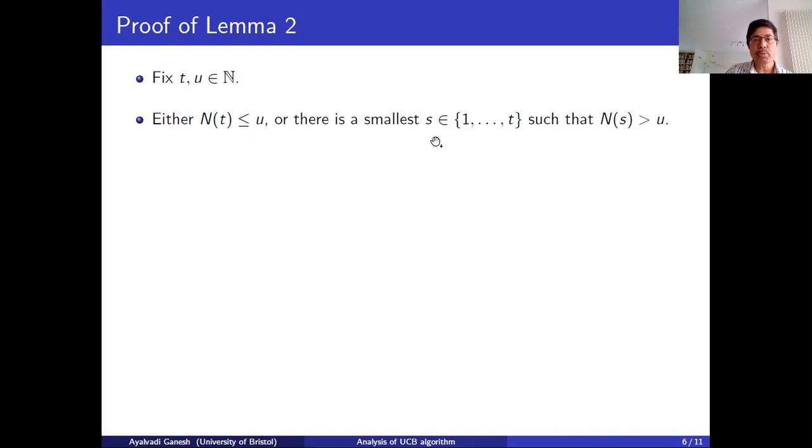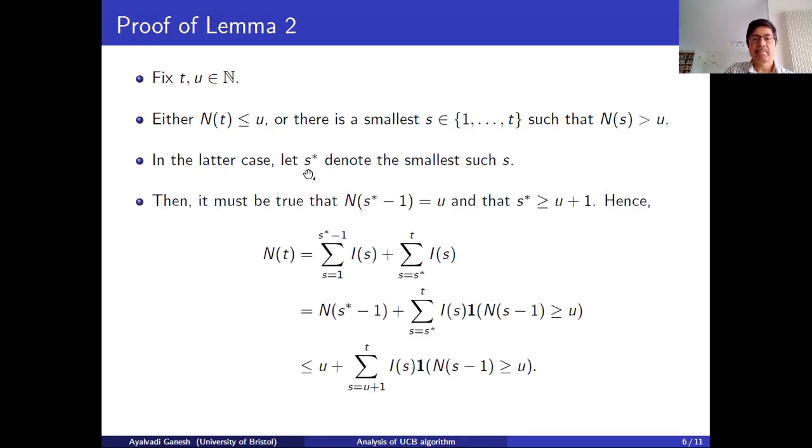If it's bigger than u, then there was the smallest s between 1 and t for which it's bigger than u. Might be t itself, might be something smaller. So maybe u was 3 and t is 20 and n20 is 7, which is bigger than 3. Then there must be some smallest time at which you exceeded 3. Okay, so let's denote the first time at which we exceeded u by s star.